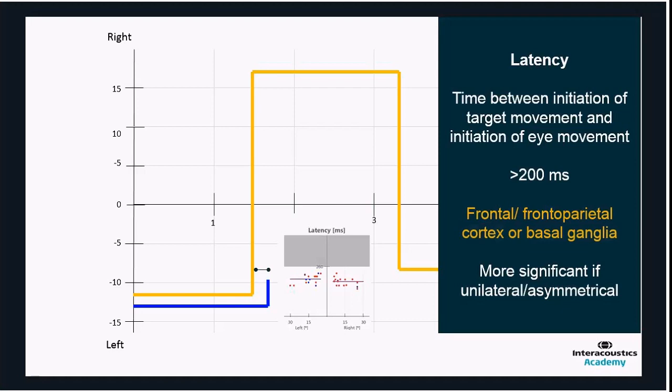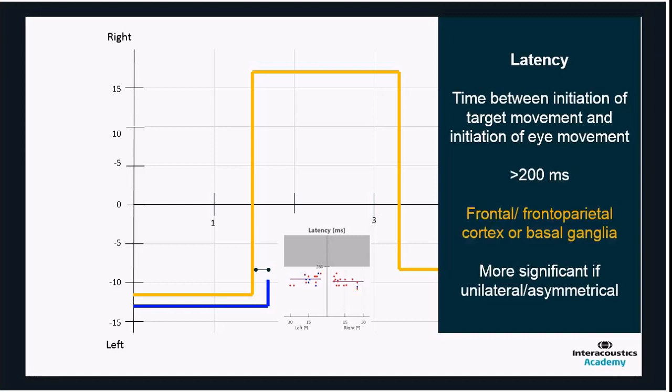or up or down for vertical saccades, or whether it's bidirectional and present in either the horizontal or the vertical plane. Abnormalities within the latency of movement are often described within the central nervous system structures as being frontal or frontoparietal cortex, or even within the basal ganglia. We can come back to some of these abnormalities further into the presentation.